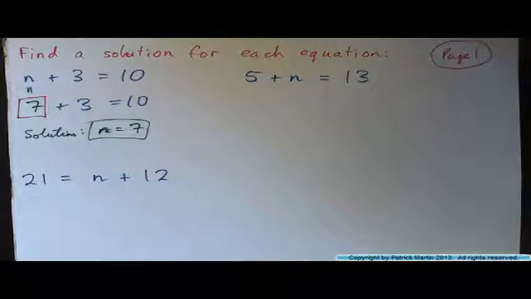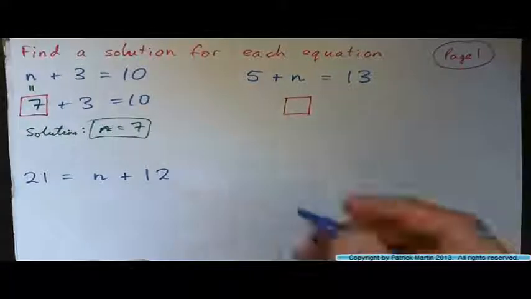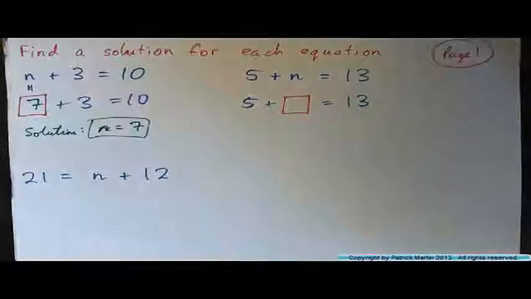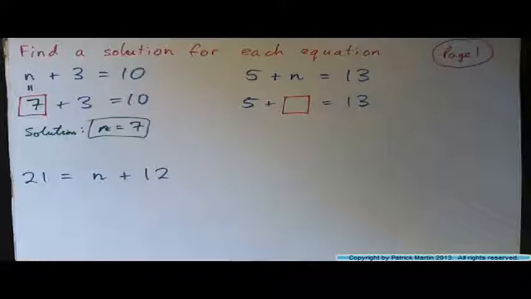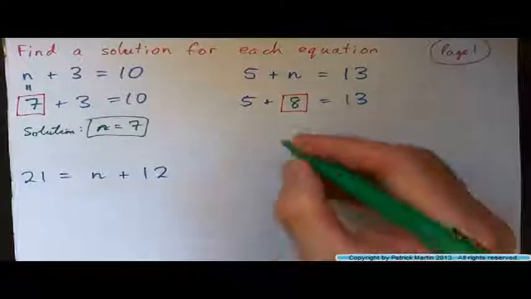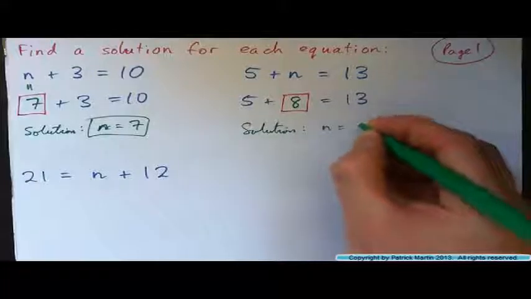Okay. So 5 plus n equals 13. What do I stick in the box to make this thing true? 5 plus what gives 13? Write in the answer. So a letter just represents a box, basically. A box where you write a number. Can you figure that one out? The answer is 5 plus 8, right? So the solution to that equation is n equals 8.